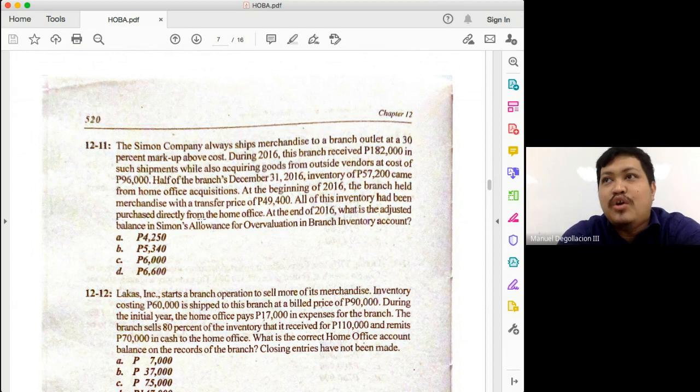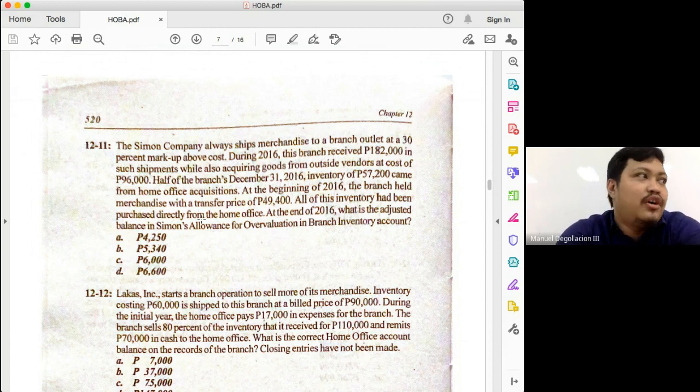57,200. But again, we know that that is not at the true cost. So if you're asked for the true cost, what do you do? Simply remove the markup. And since we have already solved for the markup, all you have to do is deduct 6,600 from 57,200 and you would get 50,600. Okay.